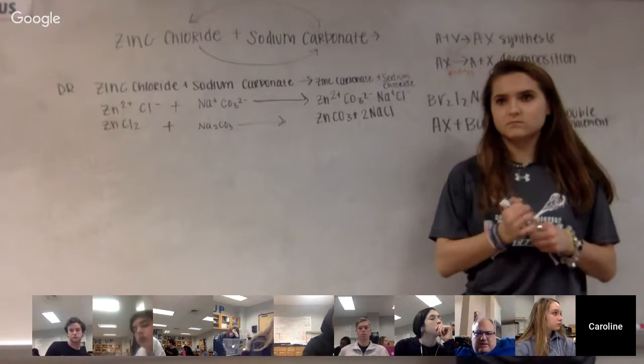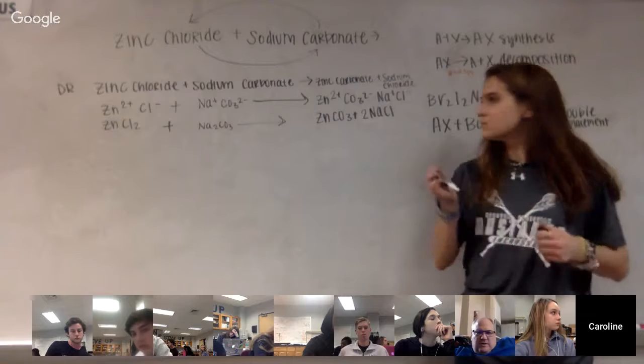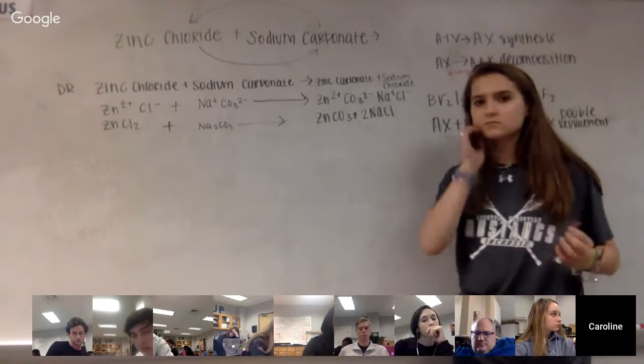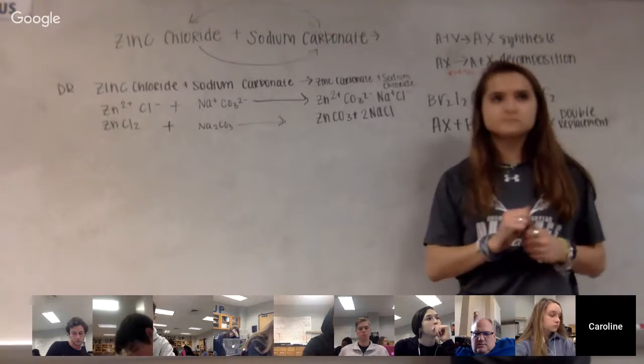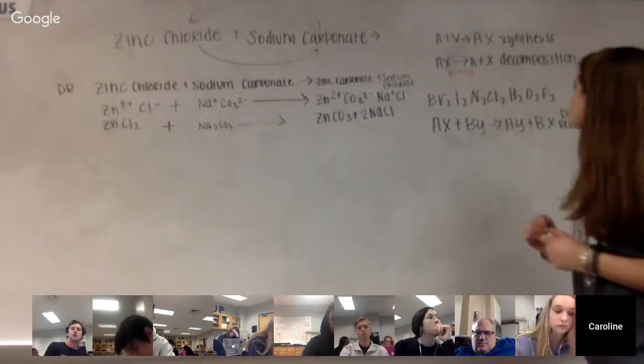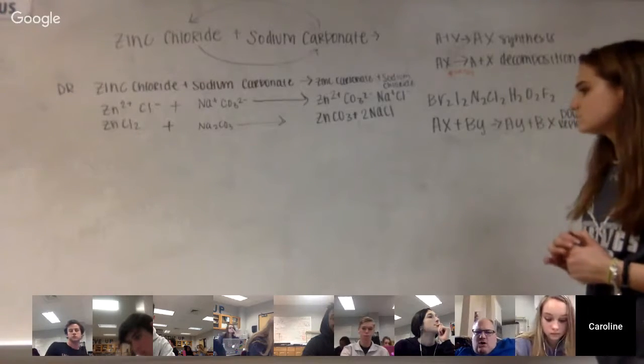Now, did that balance off everything else? It looks like the two Nas balance off and the CO3 balances off. That's your fourth point. Any questions on this? Okay, I'm gonna have you guys do one more on your own.